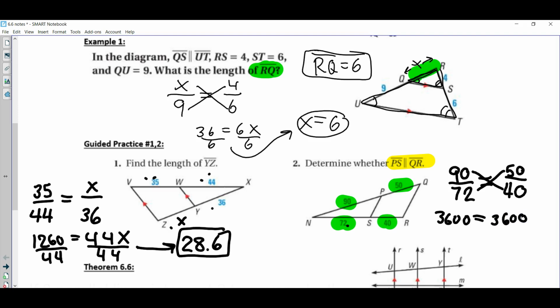Because these cross products are the same, to determine if they're parallel, we're going to end up saying, yes, they are parallel.